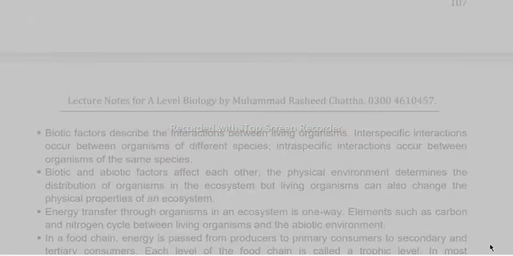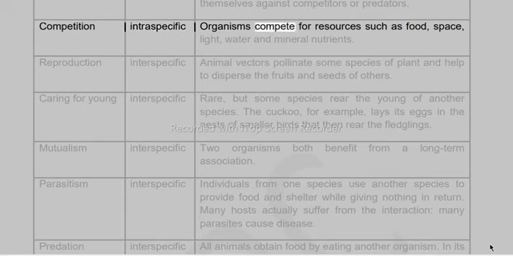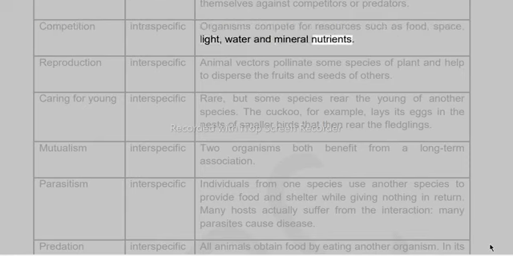themselves against competitors or predators. Competition: intraspecific. Organisms compete for resources such as food, space, light, water and mineral nutrients.